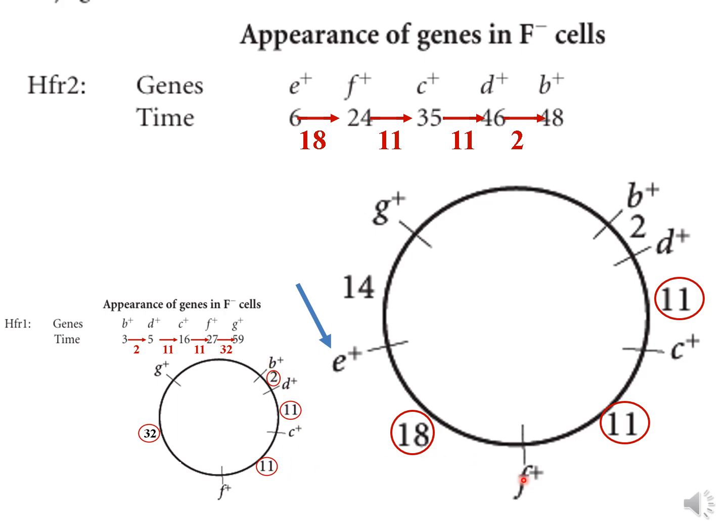And when we are doing it in the opposite direction, from F to C, C to D and D to B, they are again 11, 11, 2, which are similar to the data calculated for HFR1. So there is similarity for these two.